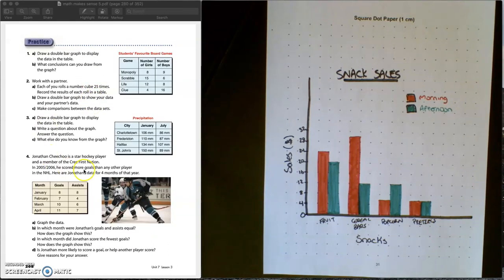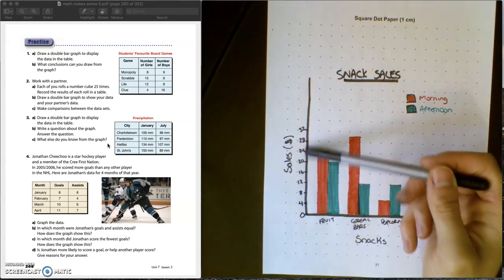And as you go through and do some of your own here, what I want you to pay attention to is right after you draw and label your double bar graph, right when it says something like, write a question about the graph, answer the question, what else do you know from the graph? That's what I'm looking for, right? This is what I learned and what I quickly learned because all I had to do was look at a couple little bars.